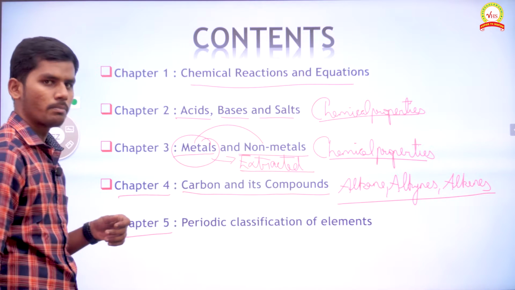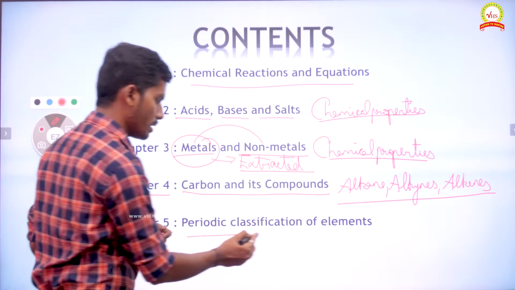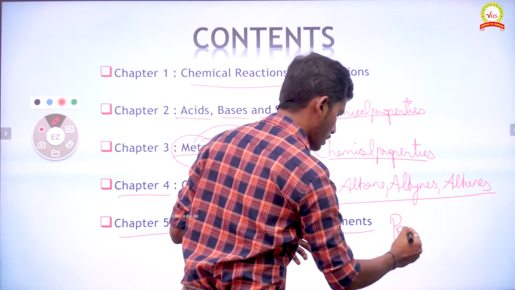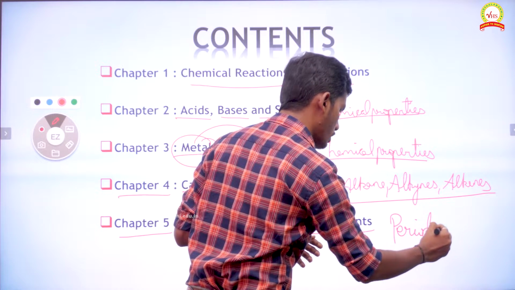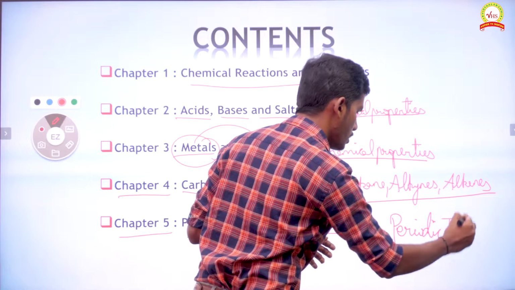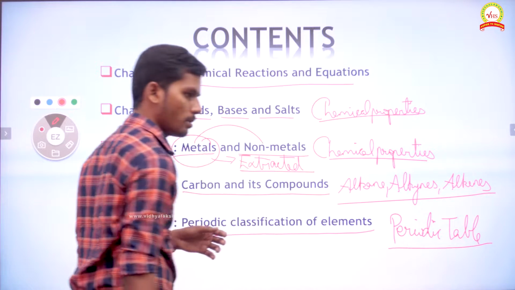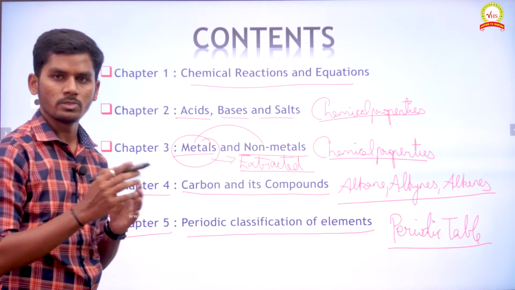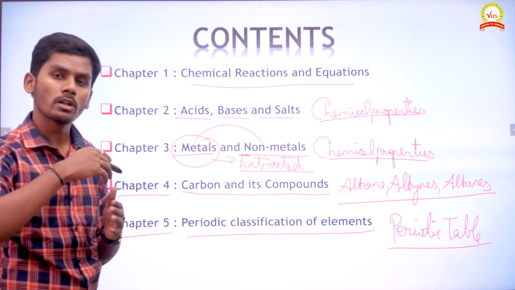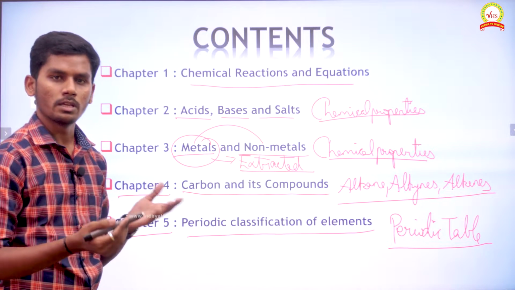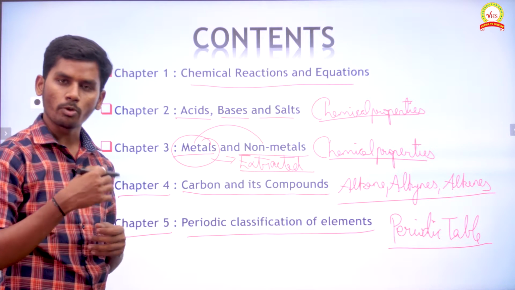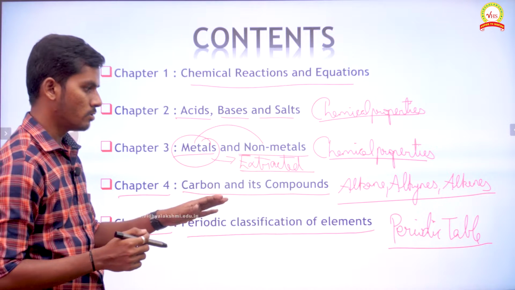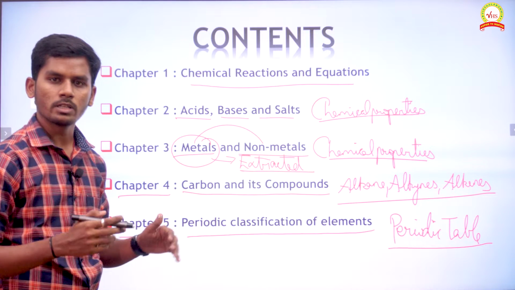And at the last, periodic classification of elements. So this chapter entirely deals about periodic table. I hope you would all know what is periodic table. You would have seen the periodic table, right? So in this chapter, we will be discussing how the periodic table has been evolved from generation to generation. Who are the scientists who gave attempt in the formation of the periodic table? What are the properties they used for the preparation of periodic table? So these things we will be discussing in detail one by one in the upcoming videos.